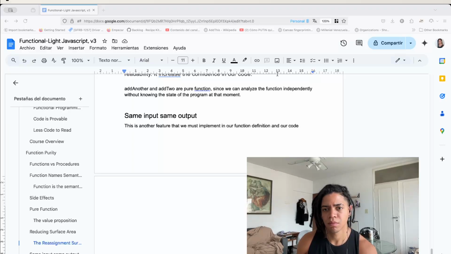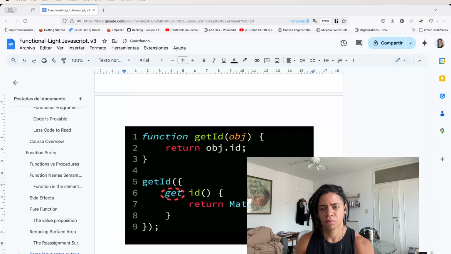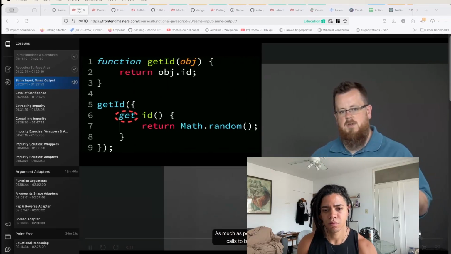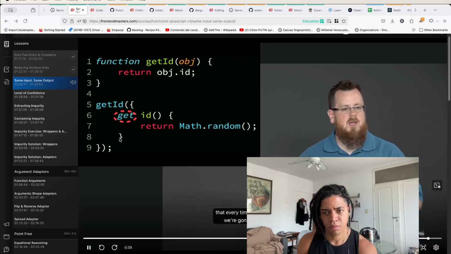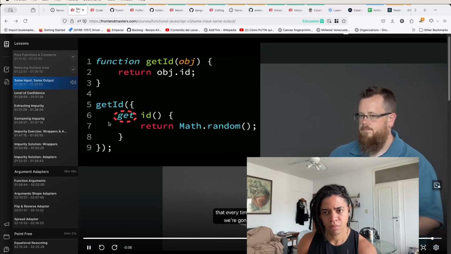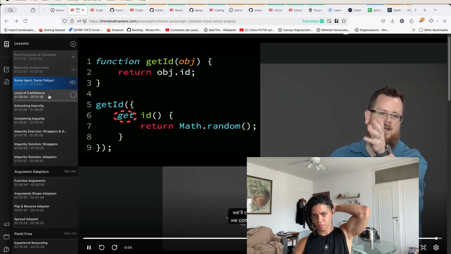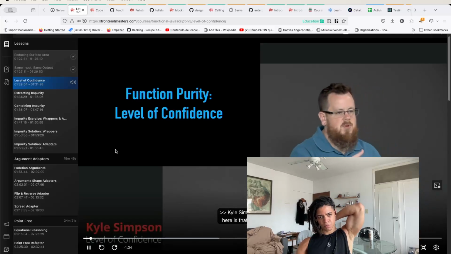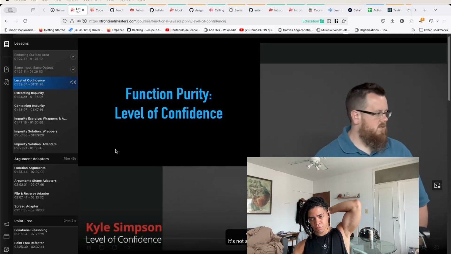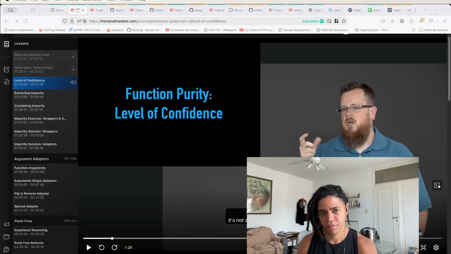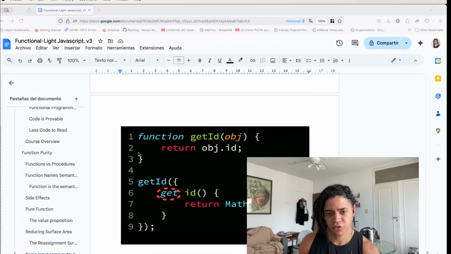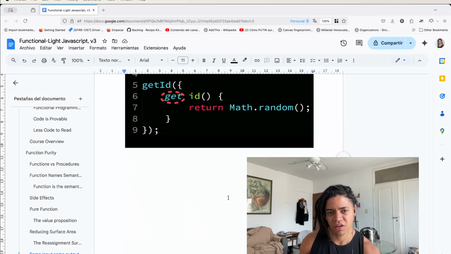So that's the key, is that we want to design our program so that as many of our function calls are like that as possible. As much as possible, we want our function calls to behave as pure, every time we give it the same input, we get the same output. What I'm getting at here is that function purity is a level of confidence. It's not binary. Function purity is a level of confidence.